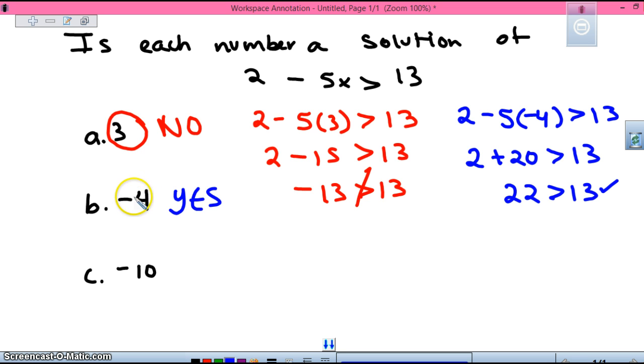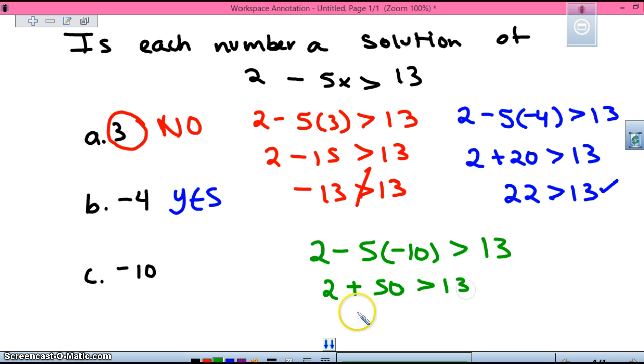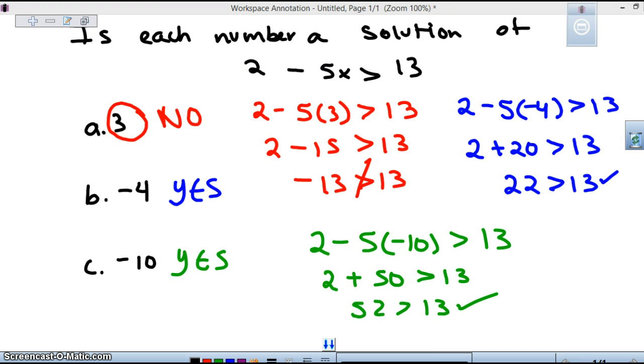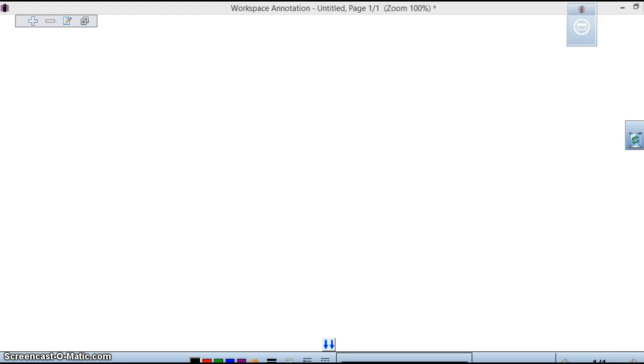Now let's think about it. If -4 makes the inequality true, do you think -10 should make the inequality true? Okay, let's try it. 2 minus 5 times -10 is greater than 13. 2 plus 50 is greater than 13. 52 is greater than 13. Is this true? Yes. -10 does make the inequality true. Now, because the solution to an inequality is not just one number, we have to graph our inequalities.